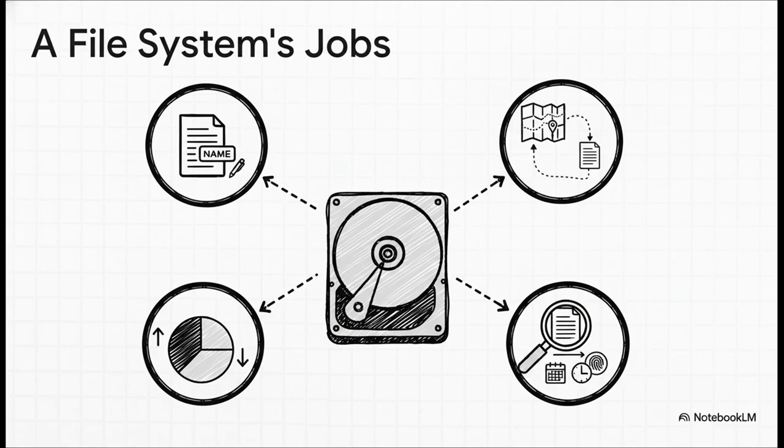So this librarian has a few main jobs. First, it gives your files names. It also keeps a detailed map of exactly where each file's data is physically located on the drive. It tracks which parts of the drive are full and which parts are empty. And, this is the big one for an investigator, it stores metadata. That's the data about the data. Things like when a file was created or last opened. These are the digital fingerprints left all over the evidence.